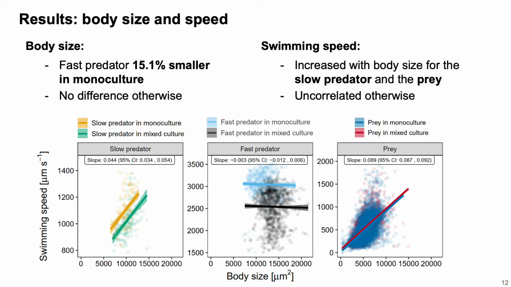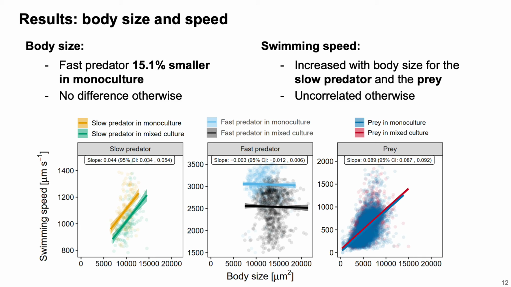Regarding the body size analysis, and to keep it short, in an analysis similar to the one done for the swimming speed, we found that the fast predator was about 15% smaller in the absence of prey. We found no significant change in body size in the slow predator and in the prey. The figure on this slide shows the relation between species body size and its swimming speed. The left panel shows the slow predator, the middle one the fast predator, and the one on the right shows the prey, both in monoculture and in mixed culture.